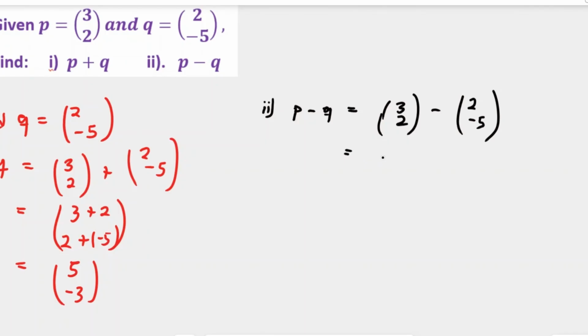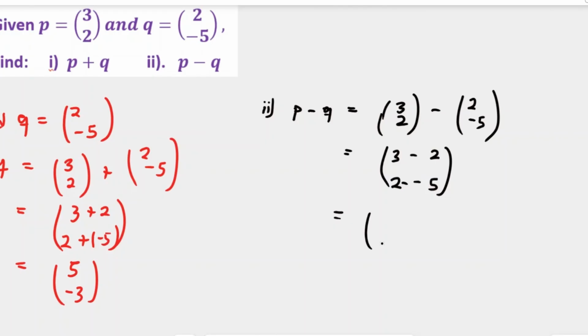So we have to use the idea of subtracting corresponding components. So we have 3 minus 2. When we come to the y component, that is going to be 2 minus negative 5. I hope you have seen that. You have to take note of that when the signs are the same. So you're going to get something like this.